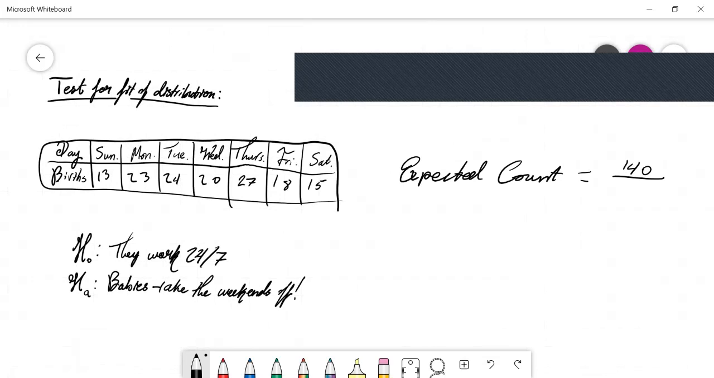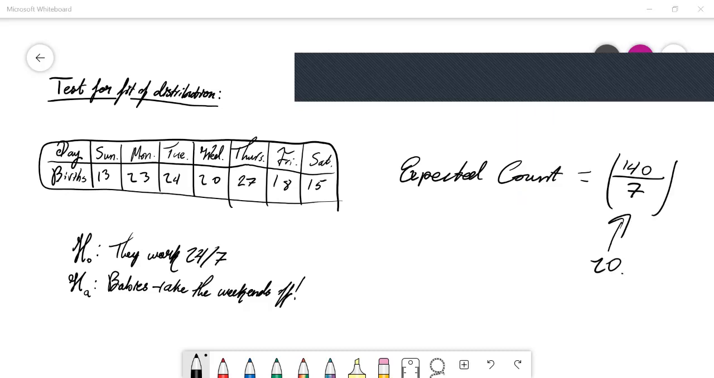But the total number of days, the probability of being distributed over these things is 140. Sorry, it is this probability. This is not the expected count. Well, it is actually going to be the expected count. It's 140 over 7, which is just 20. Because if they work 24/7, right, you'd expect to see 20 in each of these columns, okay?